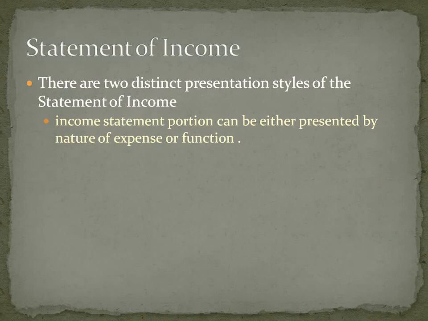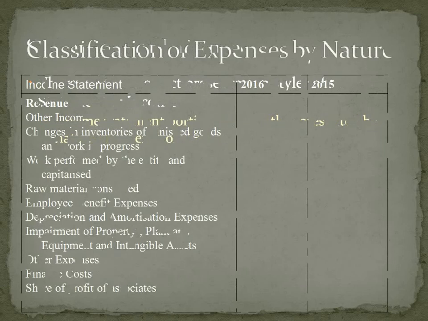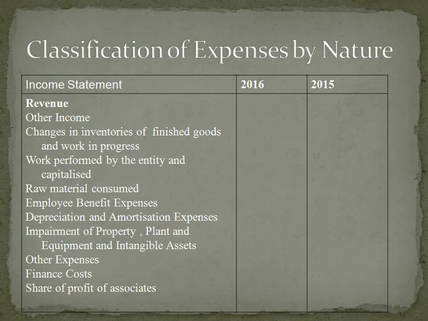There are two distinct presentation styles of the statement of income. The income statement portion can be presented either by nature of expense or by function of expense. Let us see how we can classify the expense by nature: revenue, other income, changes in inventories of finished goods and work in progress, work performed by the entity and capitalized, raw material consumed, employee benefit expense, depreciation and amortization expense, impairment of property, plant and equipment and intangible assets, other expenses, finance cost, share of profit of associates.